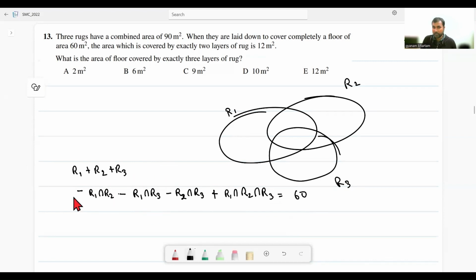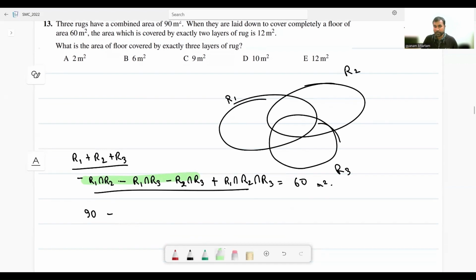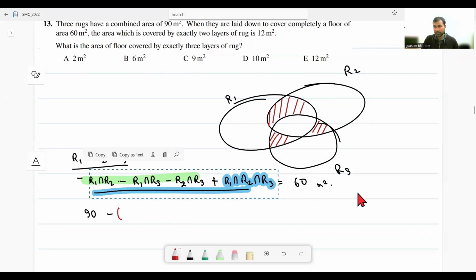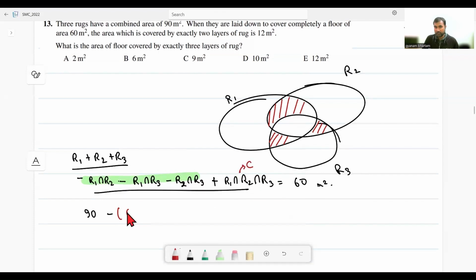So now combine everything, you have 60 meters square. The first one is 90, of course. Second, exactly 2 layers of rug is 12 meters square. So we have to count only this part, because this is exactly 2 layers. With each we have to subtract this common part one time. Let us assume the common part of all 3 is C. So R1 intersection R2 minus C, plus R1 intersection R3 minus C, and plus R2 intersection R3 minus C.